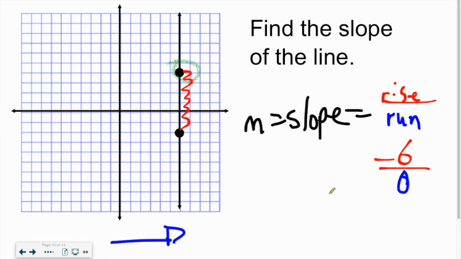Please make sure that you know that is a 0. If you have a calculator, quick, take -6 divided by 0. In class, I show this to you. The calculator says div 0 error. You cannot divide by 0.